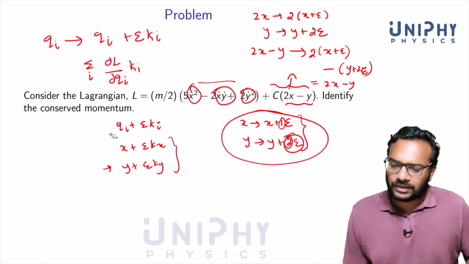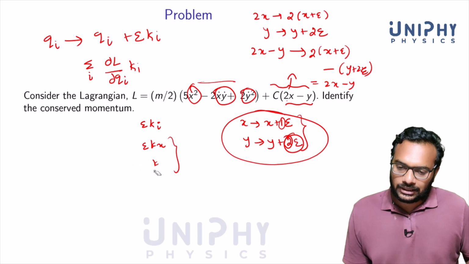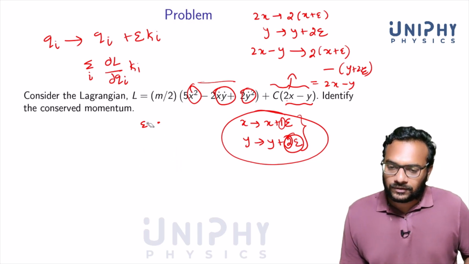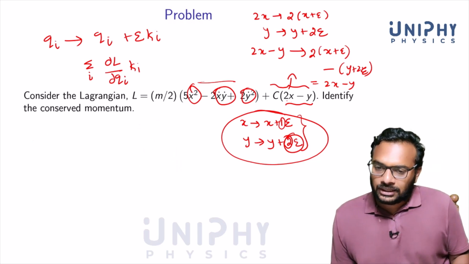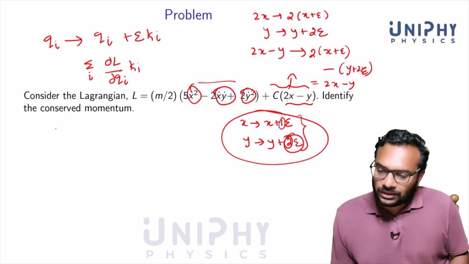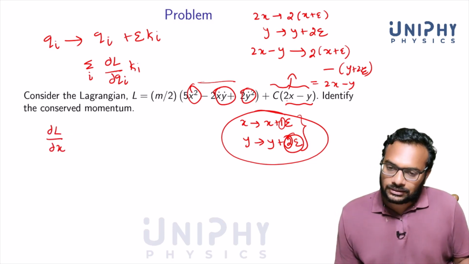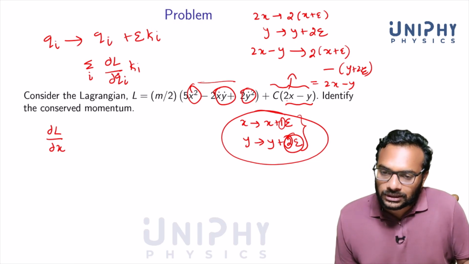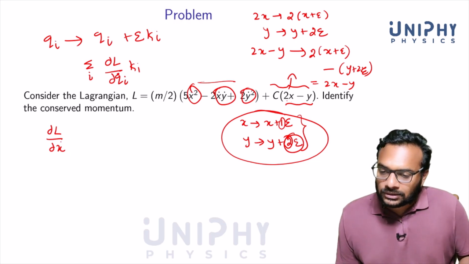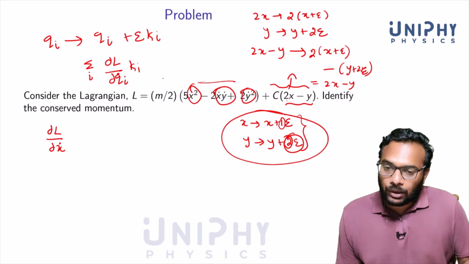Now we can identify the conserved quantities using Noether's theorem. The conserved quantity, we just make the summation. Since our coordinates are x and y here, we will do dou L by dou qi dot. So it's dou L by dou x dot times k1, or kx.